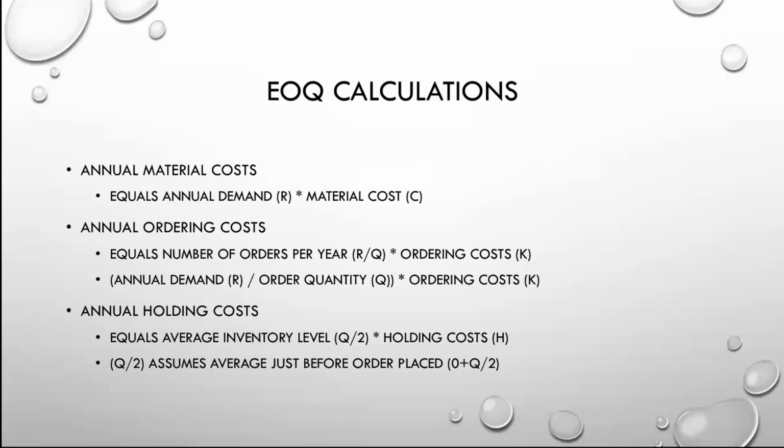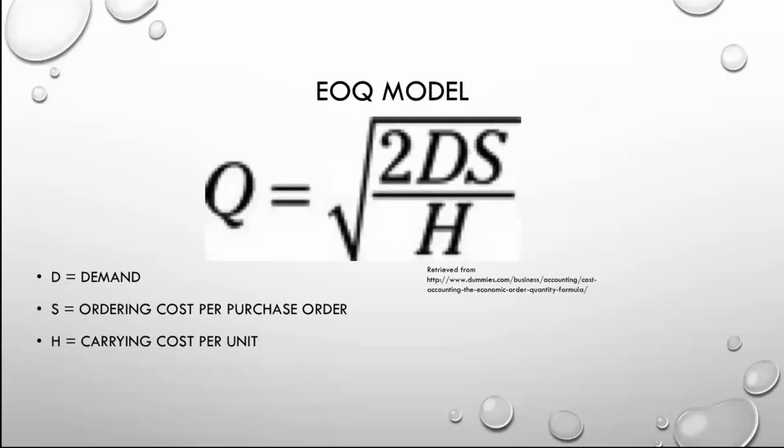Now, when you do your EOQ calculation, it is this equation right here. D is your demand, what you determine is your demand for your product. The ordering cost per purchase order is S, and then H is your carrying cost. So, straightforward. The textbook provides a pretty good summation. The lecture notes actually do a pretty good job of walking through this. So feel free to use this as a means to understand this.